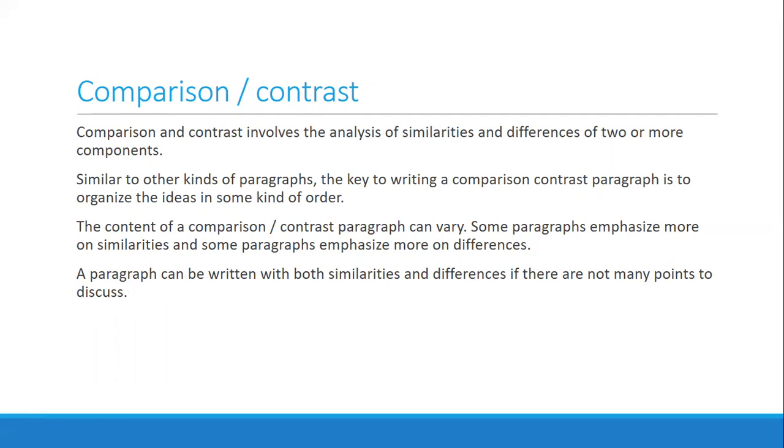So if you do not have a lot of similarities and differences, then you can write both those in one paragraph. But make sure to have a clear division of these ideas. Don't jump from similarities to differences, then differences to similarities. You rather finish similarities first and then move on to the differences. If you're writing them both in one paragraph. If you're writing them in separate paragraphs, of course, similarities should be in one paragraph and then the differences should be in the other paragraph.